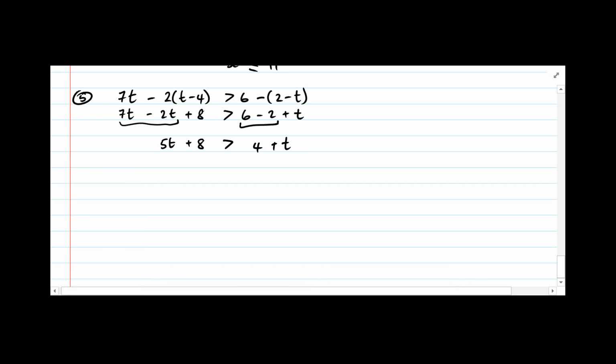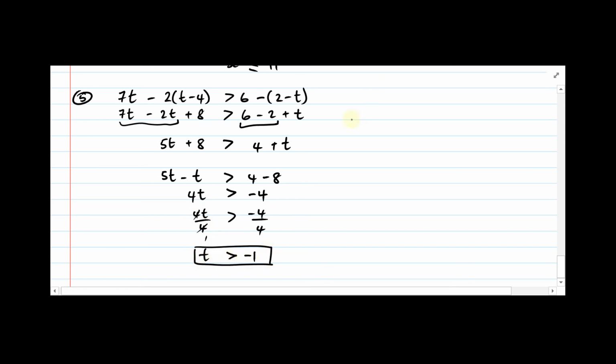Adding and subtraction doesn't change the sense of the inequality, so let's bring all the t's to one side, 4 minus 8 on the other, all the constants on the other. So we end up with 4t is greater than -4, and hence divide throughout by a +4. No change again to my inequalities, and nothing strange happening here. Reduce, we end up with t is greater than -1.